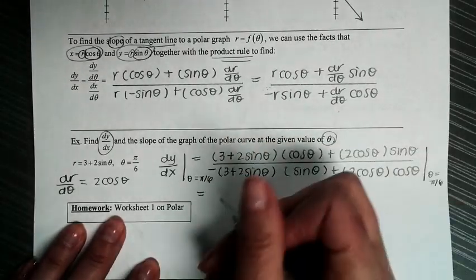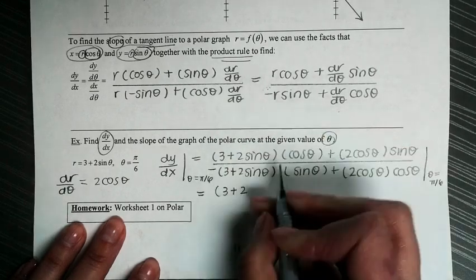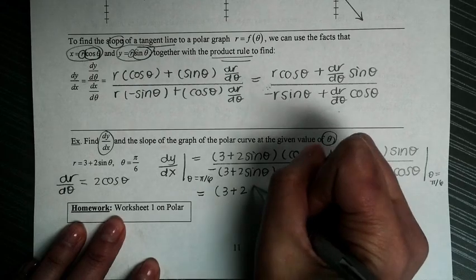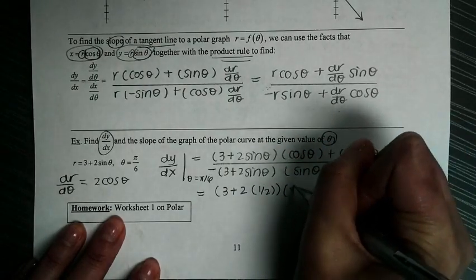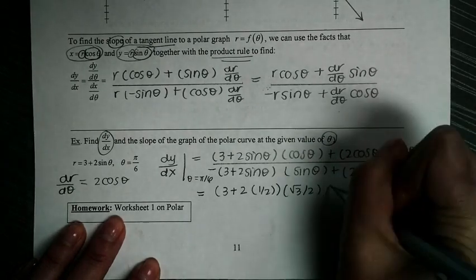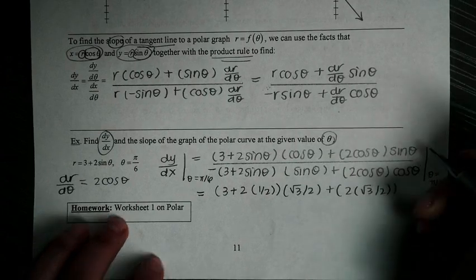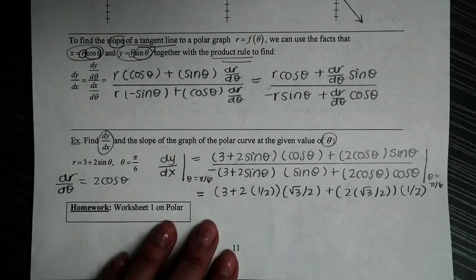So what are you going to do here? You are going to evaluate. So what do you have here? You have 3 plus 2, and you know that sine of pi over 6 is going to be 1/2. Cosine of pi over 6 is root 3 over 2. Plus 2 cosine, root 3 over 2, because that's cosine of pi over 6, and 1/2 because that's the sine of pi over 6.